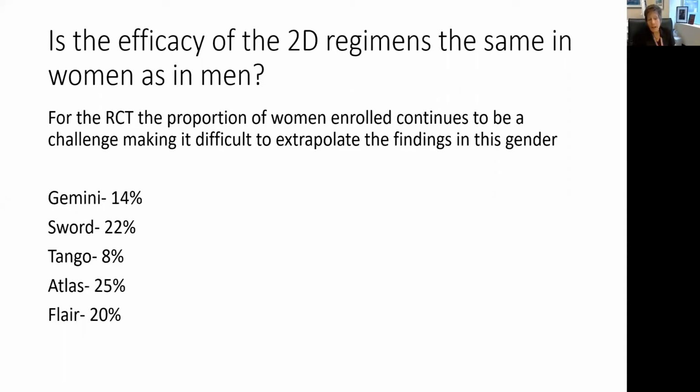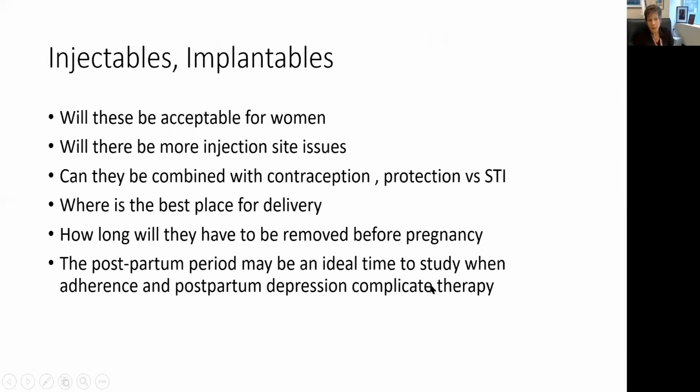So if we look at the two drug regimens, is the efficacy in women as good as in men? And once again, for all of our randomized controlled trials, which has been the case for many years, the proportion of women enrolled in these trials continues to be a challenge, making it very difficult to extrapolate the findings in this gender. So you can see in GEMINI, we had 14%, SWORD 22%, TANGO only 18%, but there was a bigger attempt in the ATLAS and FLAIR studies to get more women involved. But they're still only at 25% and therefore not enough power to confirm efficacy in women.